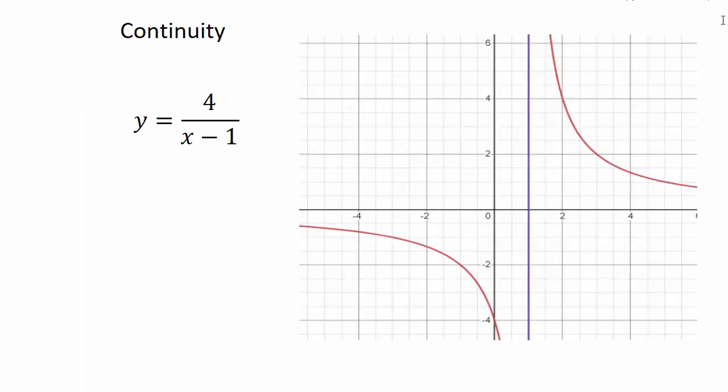The other type is this type of discontinuous function y equals 4 over x minus 1, where there's an asymptote. So continuous just means connected up.